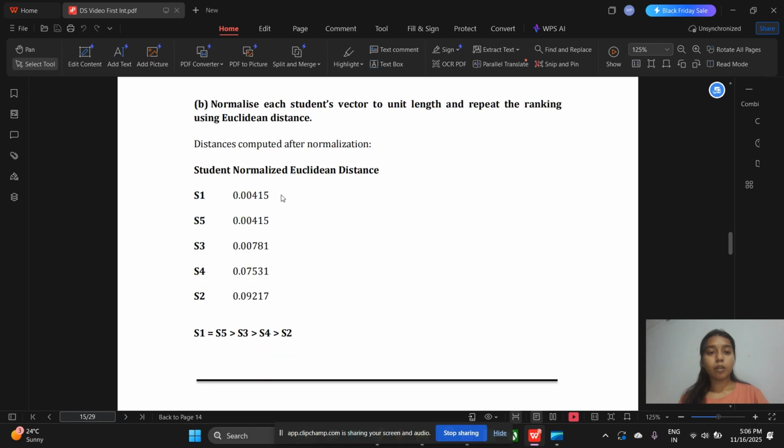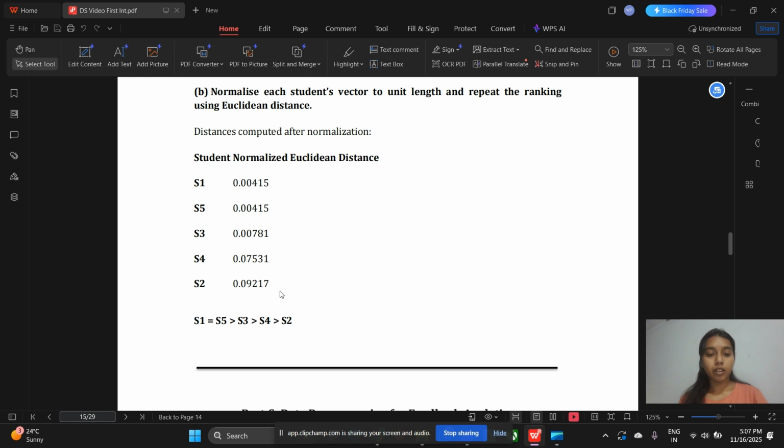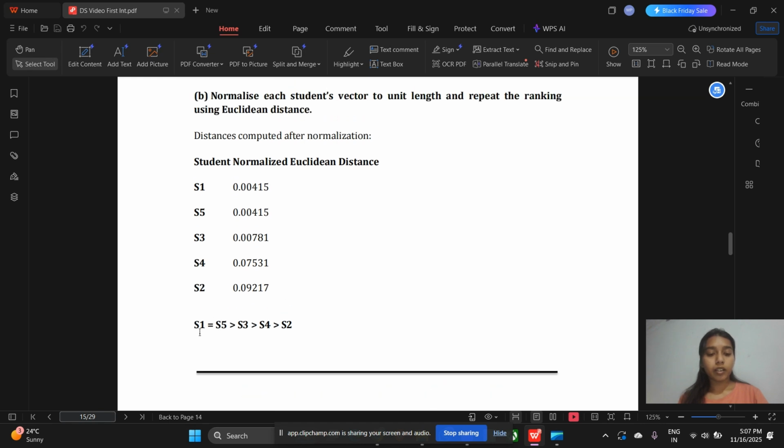Second part is to normalize each student's vector to unit length and repeat the ranking using Euclidean distance. The distances computed after normalization are given here. So the ranking is s1 equals s5 greater than s3 greater than s4 greater than s2. All are similar only.